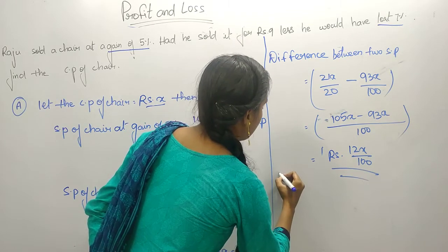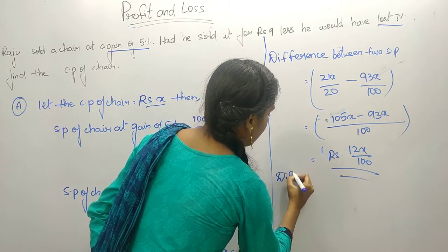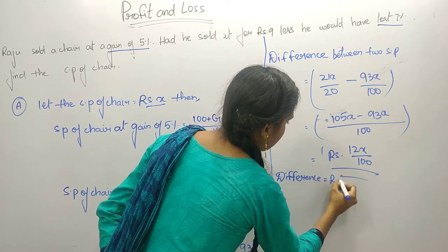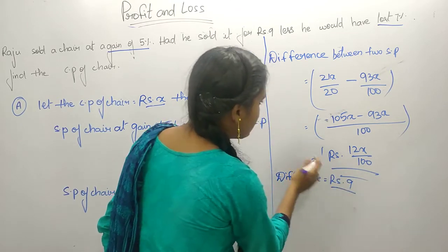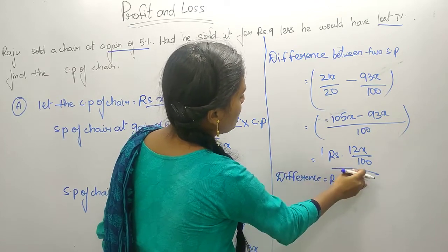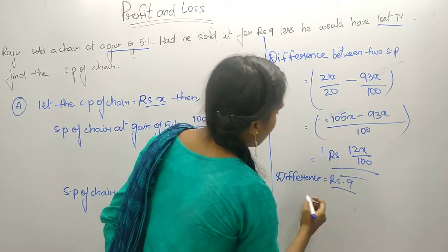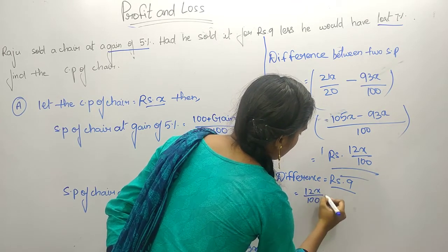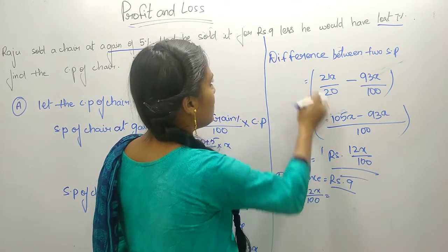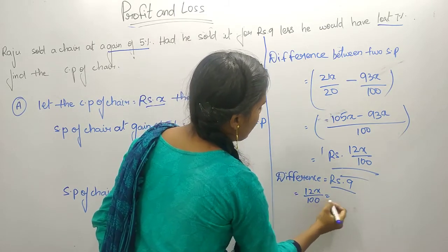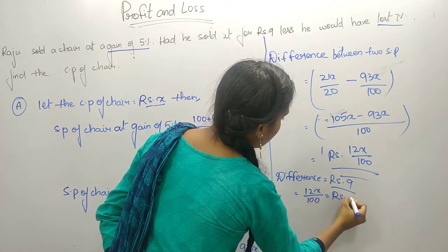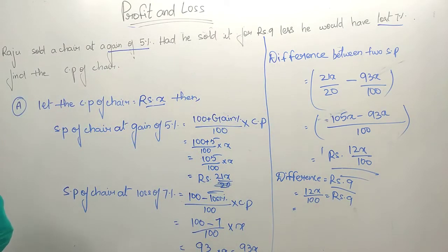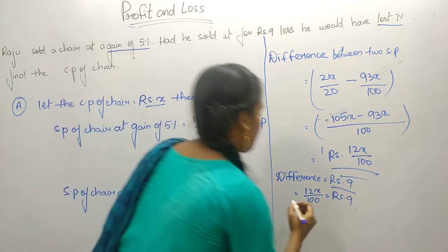Let's see it. The difference must be equal to rupees 9. First the difference we found: rupees 12x by 100. What is told? It must be equal to rupees 9. Then 12x by 100 is equal to rupees 9. Then we have to find x. X we have to find out.